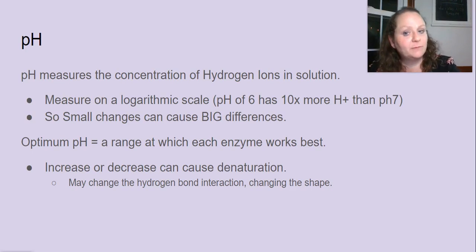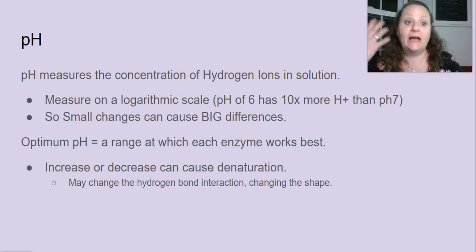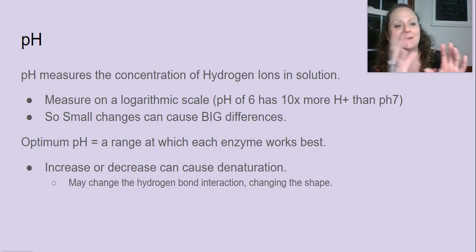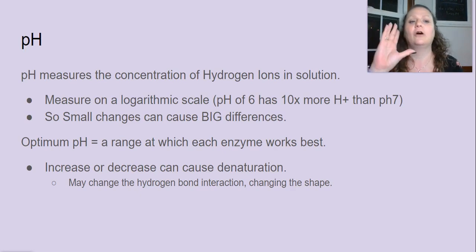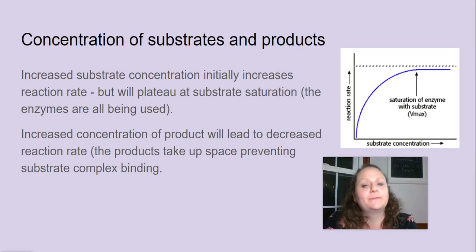The optimum pH is the range at which each enzyme works best. And again, this is going to be different. It's going to be dependent on the enzymes. Some enzymes function well in an acidic environment. Those hydrolytic enzymes, the ones that are found in lysosomes in our cells, actually function really well in an acidic environment. That's why they have to be contained. Increasing or decreasing the pH, though, can cause denaturation. And it's really because it's going to affect the hydrogen bond interactions that are occurring, changing the shape of our molecule.